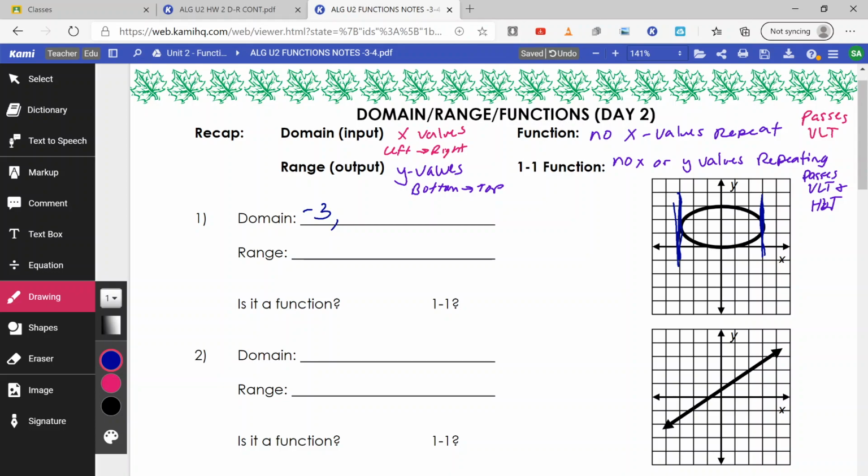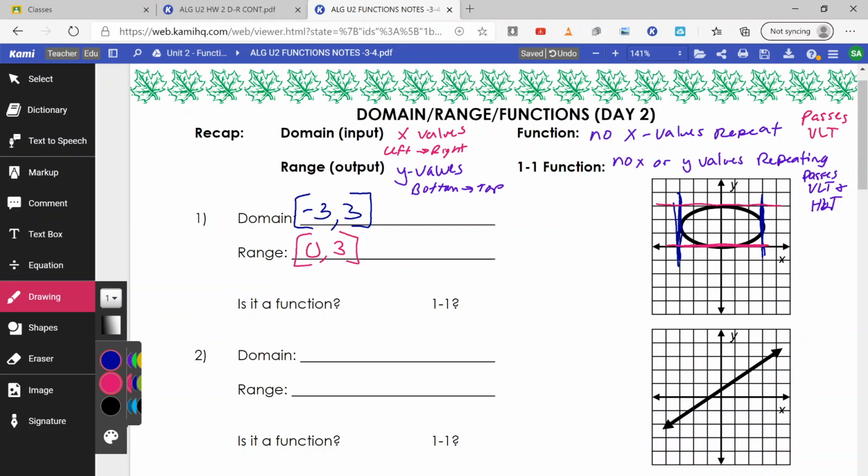Because it includes everything between -3 and +3, I'm going to be using brackets. The range is read bottom to top, so I start at the bottom. I hit the bottom of my graph right at the origin, so the y value is 0. Then I go to the top, up 1, 2, 3 spots, so all the way to 3. Again, solid line all the way throughout, so we are including everything between 0 and 3. So brackets.